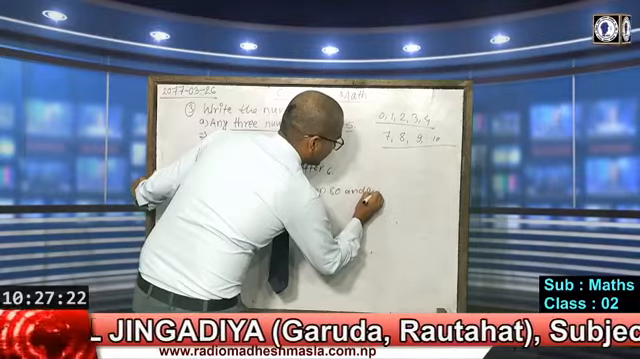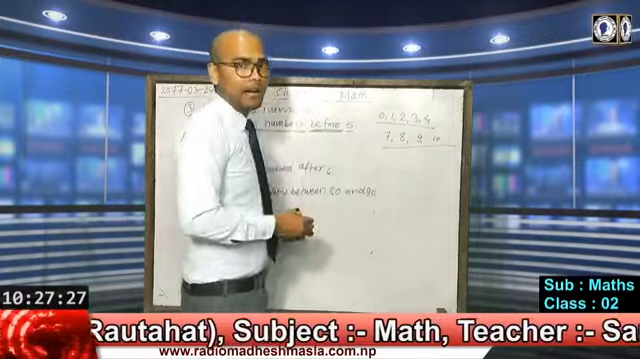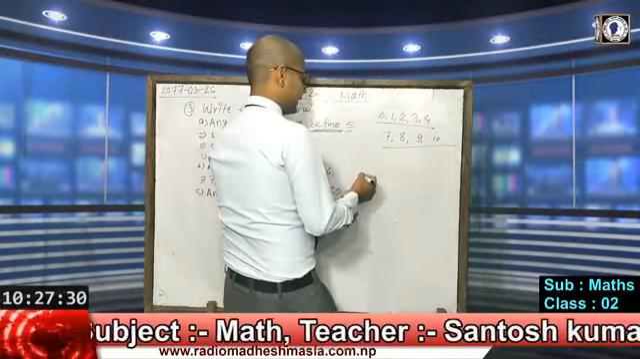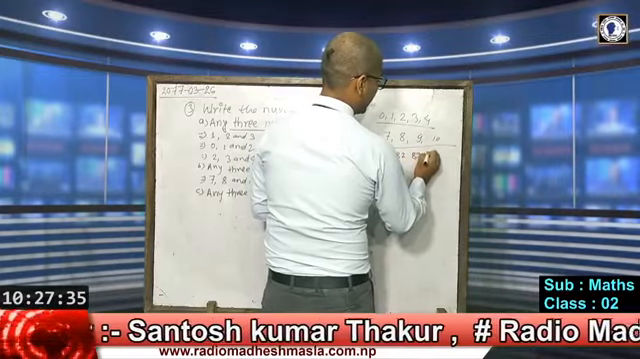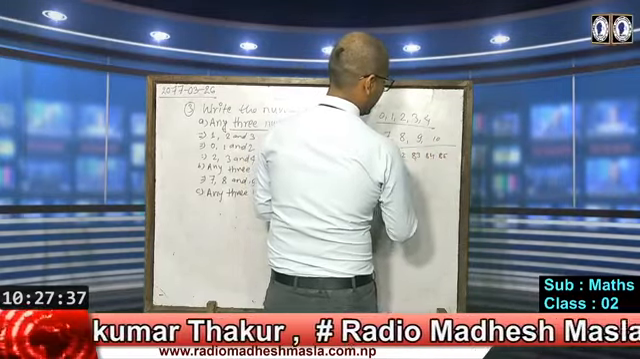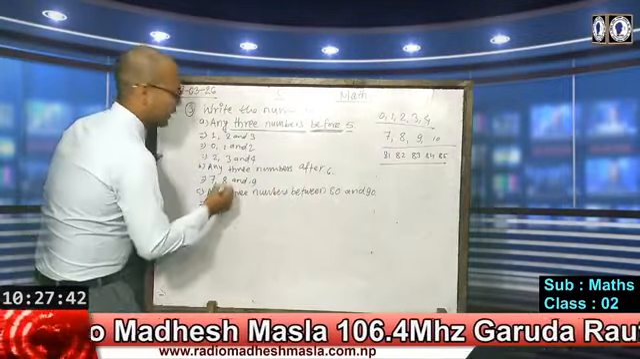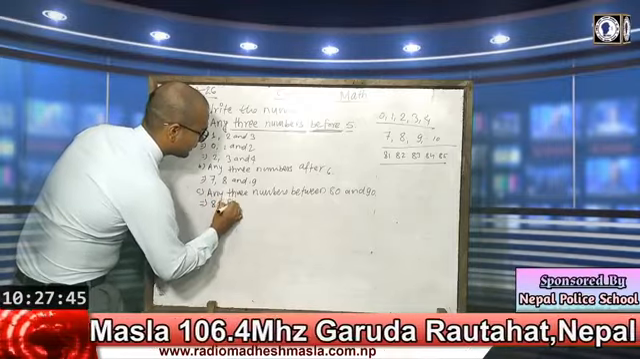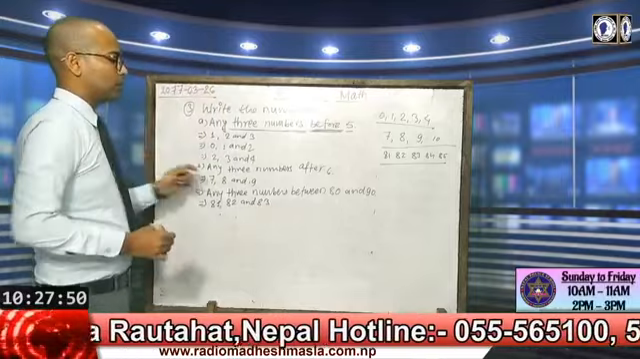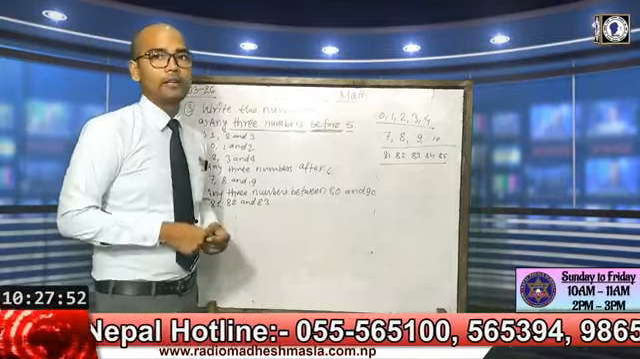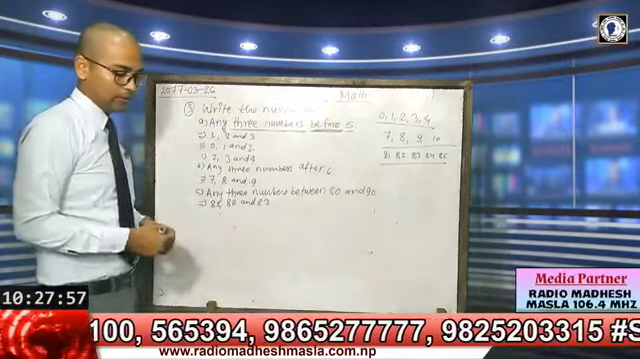So students, as you know, between 80 and 90 there are 81, 82, 83, 84, 85, and many more numbers. So again we should write any 3 numbers from them. So 81, maybe 82, and 83 are the numbers which come between 80 and 90, or other numbers too. So for today we have this much.